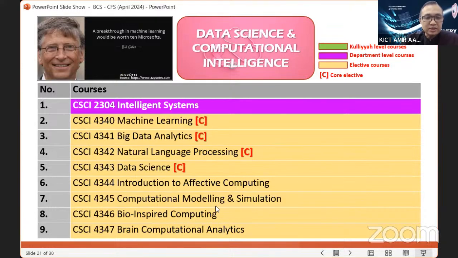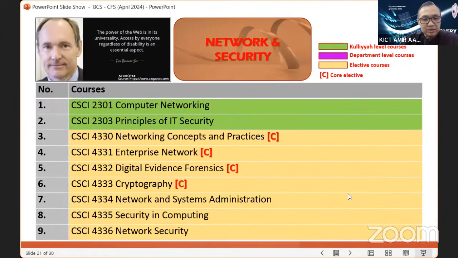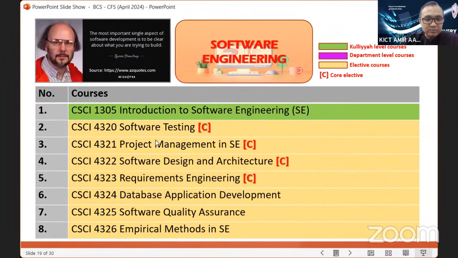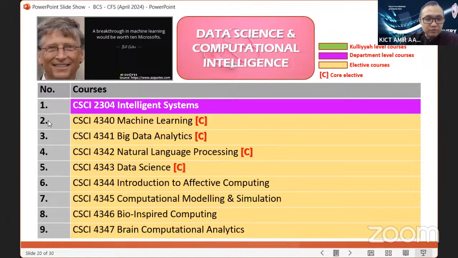You also need to choose another 3 elective courses. Those courses can be either from these 4 listed here: effective computing, computational modeling and simulation, bio-inspired, or brain computational analytics, or the other 3 can be taken from any of the others. So you can take, for example, 2 from here, security in computing and network security, and take the last one from software testing. As long as you fulfill the 4 core elective courses here, then you will be getting the data science and computational intelligence specialization on your transcript.